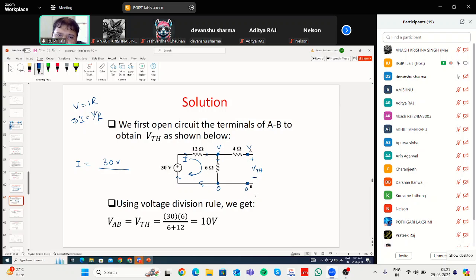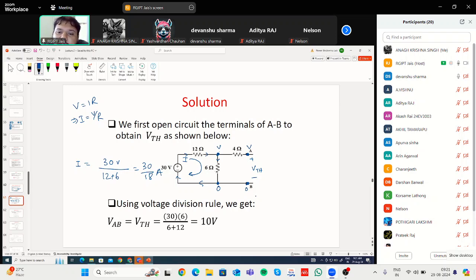What is the voltage that you have applied? 30 volt. What is the net resistance? 2 resistances in series, so you can simply add them up. So 12 plus 6, that means 30 divided by 18 ampere current is flowing through here. The 4 ohm is not coming into the picture because no current is flowing; it is not part of a closed circuit. So this much amount of current is flowing.